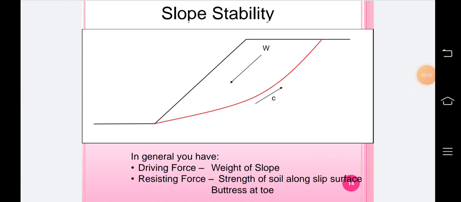Now I'm discussing the second lecture of stability of slope. In this lecture we are going to find out the factor of safety of the material, that is, the factor of safety of slopes. In the entire chapter, we are going to check the stability of the slope against sliding.